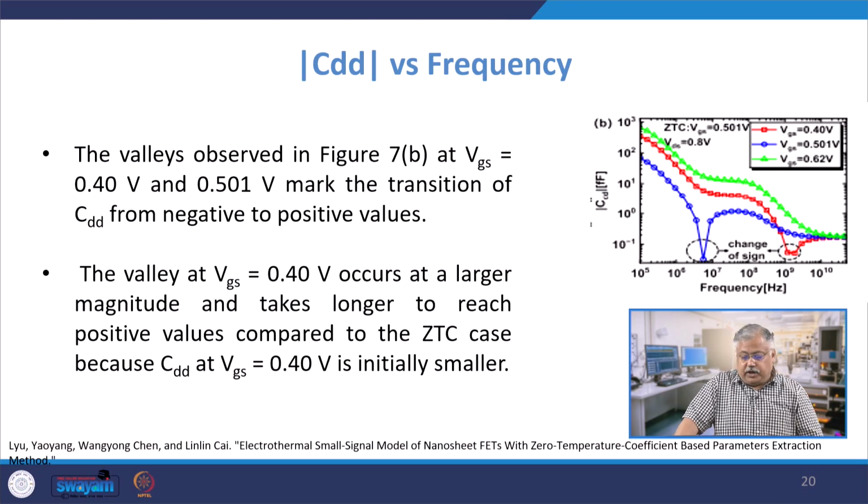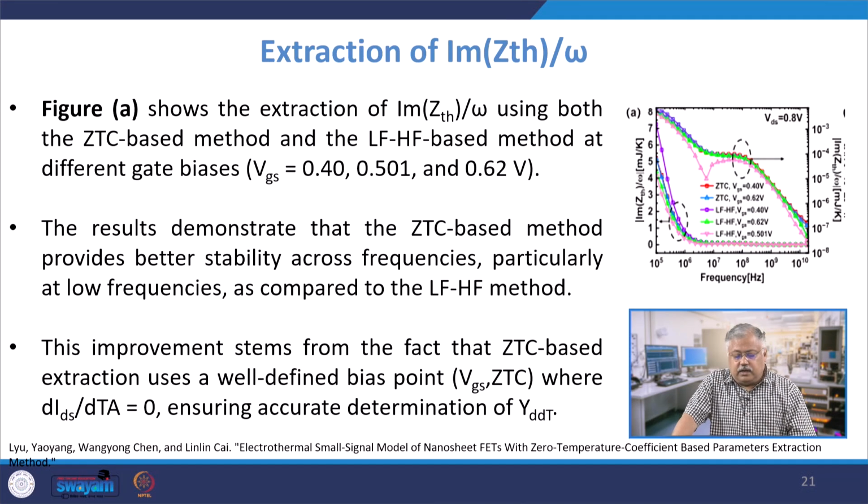The valley at 0.4, the valley which you see, occurs at a larger magnitude, right? And it takes longer to reach a positive value for the ZTC case, because CDD at VGS 0.4 is initially very small. So we will look into the extraction of the imaginary value of ZTH with respect to omega, and the results demonstrate that the ZTC-based method provides much better stability across frequencies, relatively at slow frequencies as compared to low, intermediate, or high frequency.